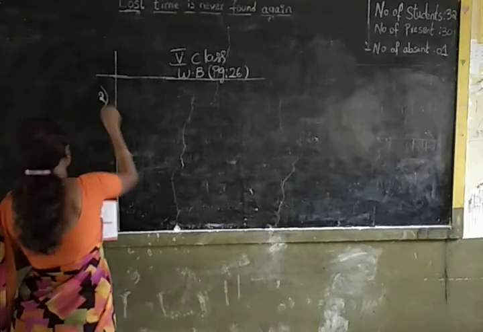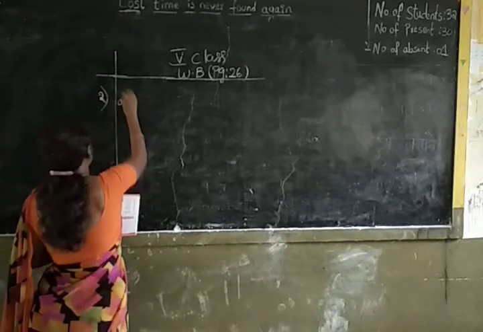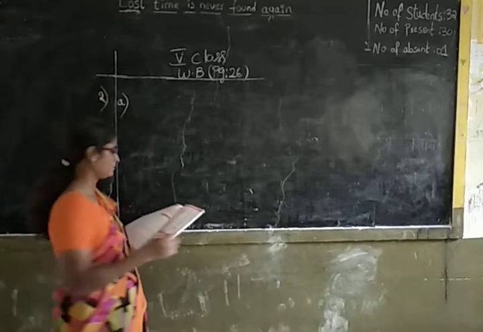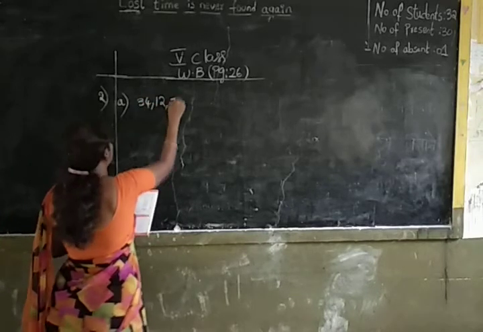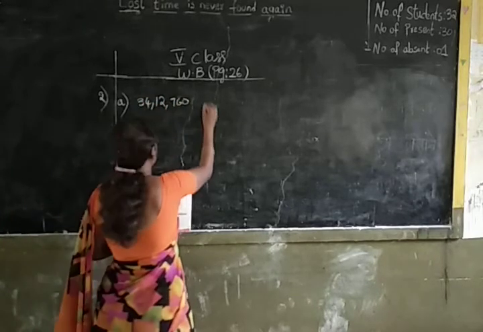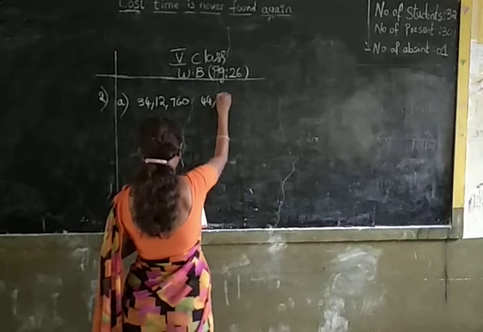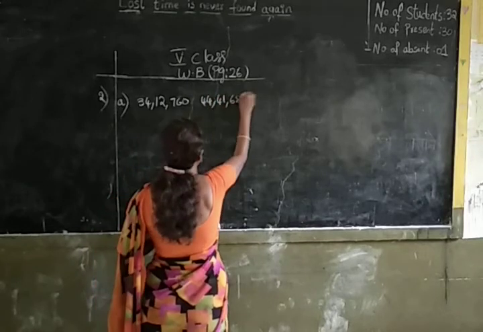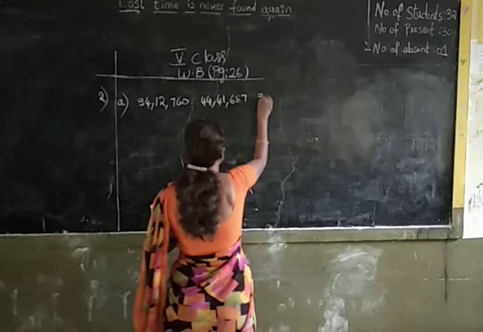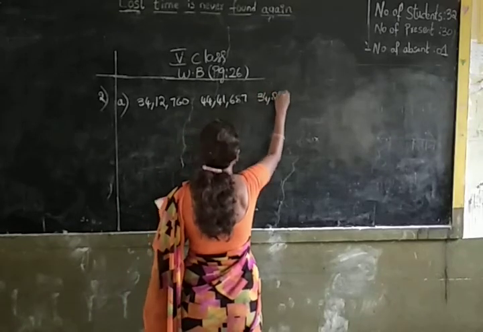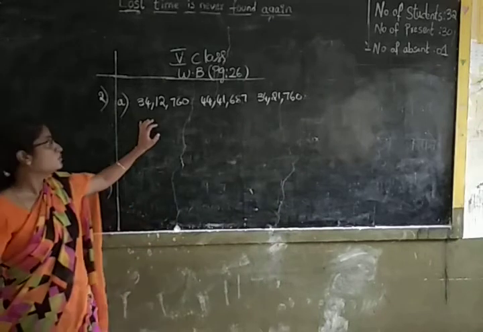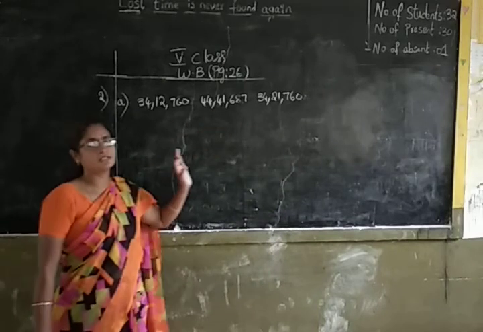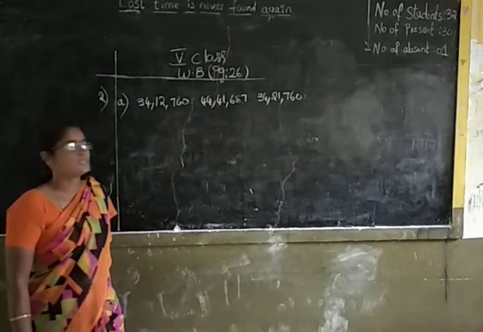Okay, second question. Here in A question you are given 3 numbers: 34 lakhs 12,760, 44 lakhs 41,687, and 34 lakhs 21,760. Among these you have to circle the largest number and cross away the smallest number.